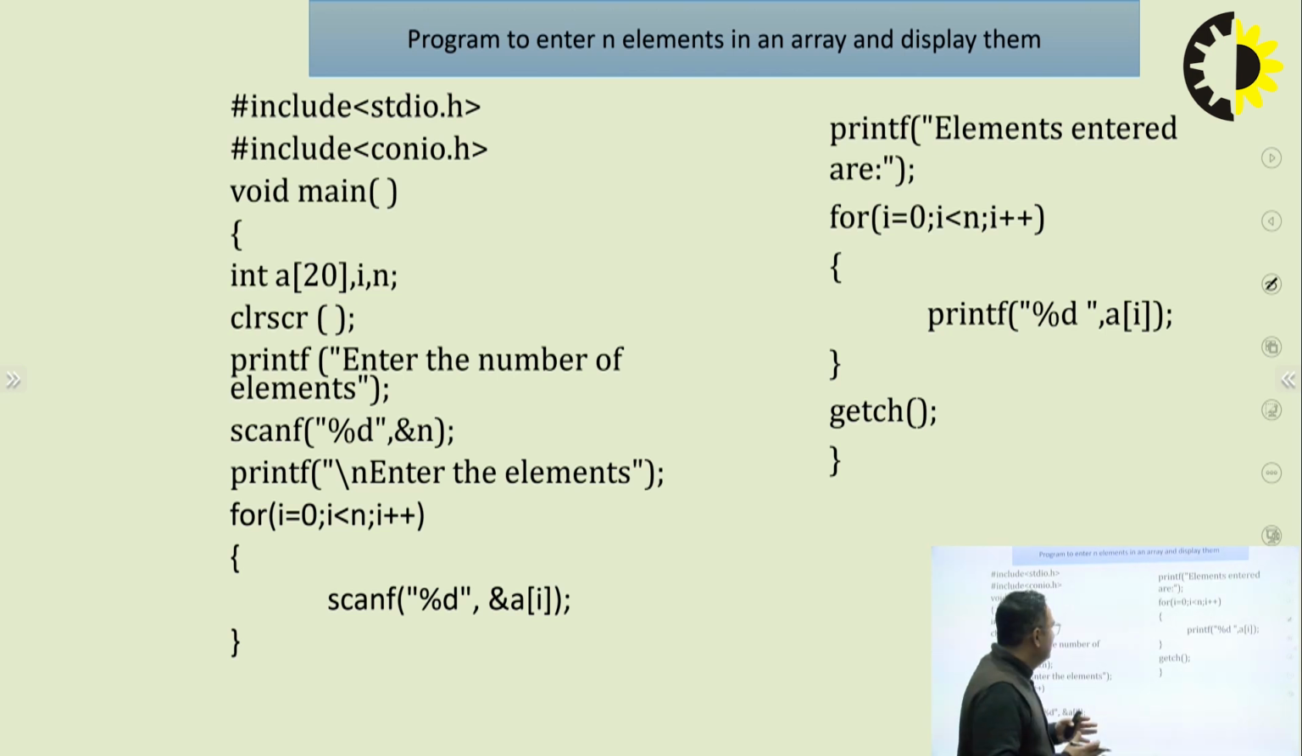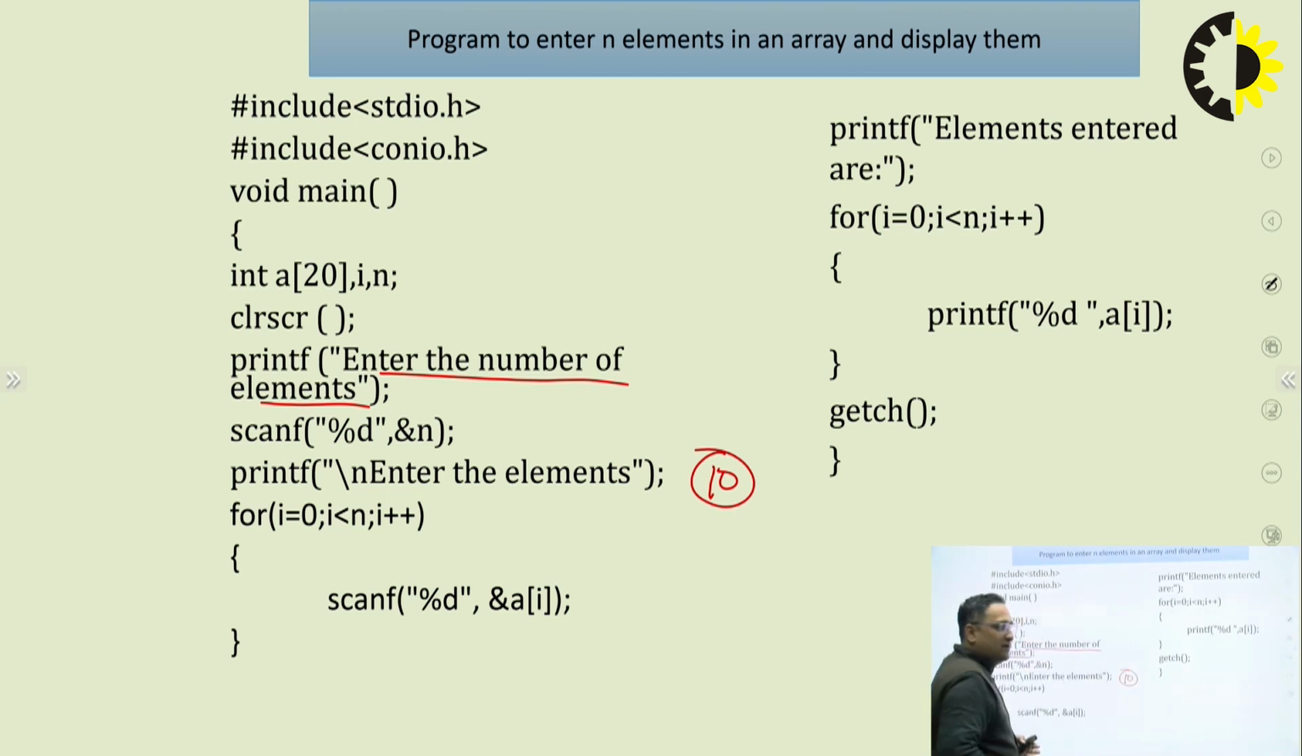So how will you do this? Since it's an iteration process, we need a loop for this. So what we have done here is ask the user how many elements they want in the array. Let's suppose the user entered 10. They want 10 elements, so 10 will be stored in n. Now what is happening?